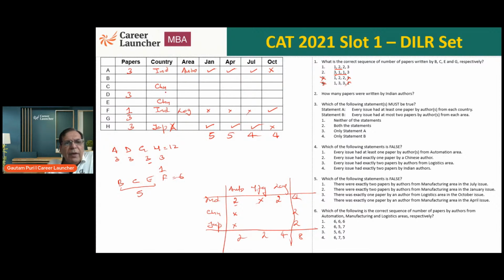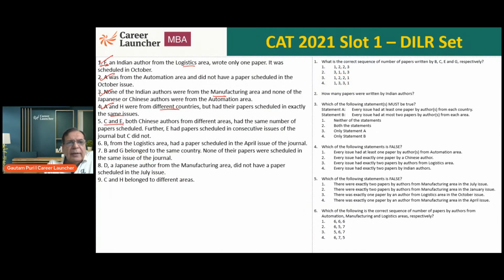Okay. So we have got 2 Chinese, we have got 1 Japanese, 2 Indian. That means the remaining 3 people, 2 will be Indian and 1 will be Japanese. Okay. So let's continue with this. A and H from different countries but had their paper scheduled exactly in the same issues. Okay.